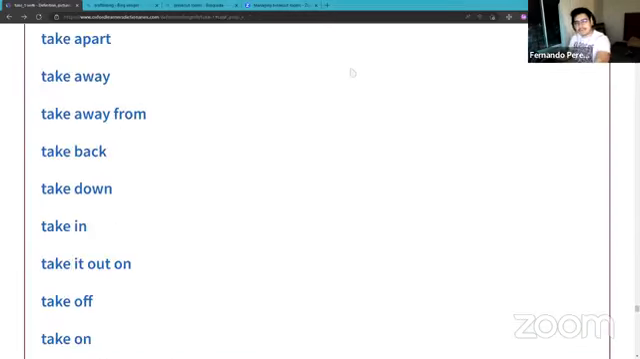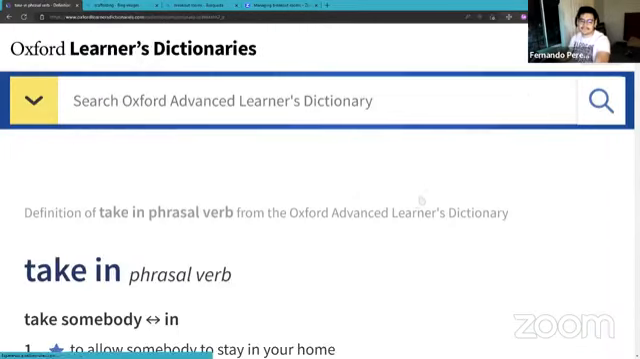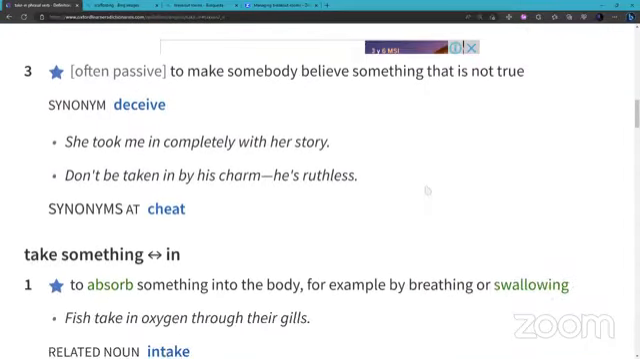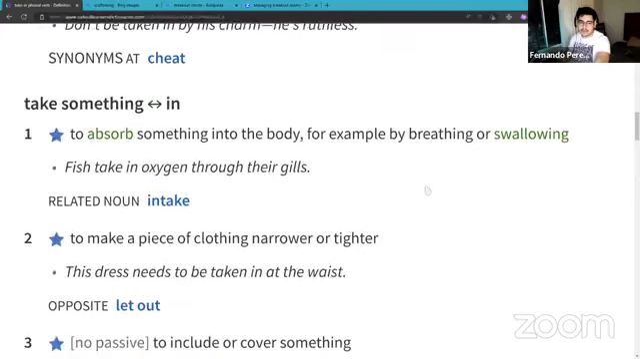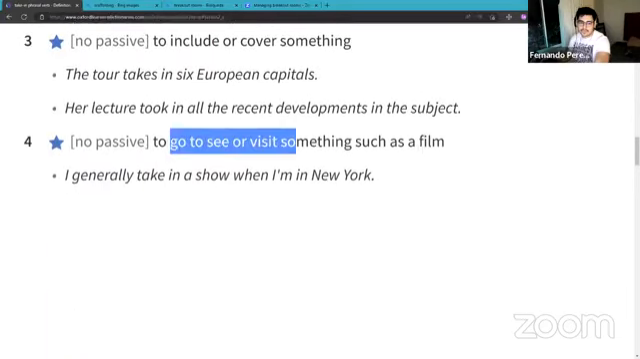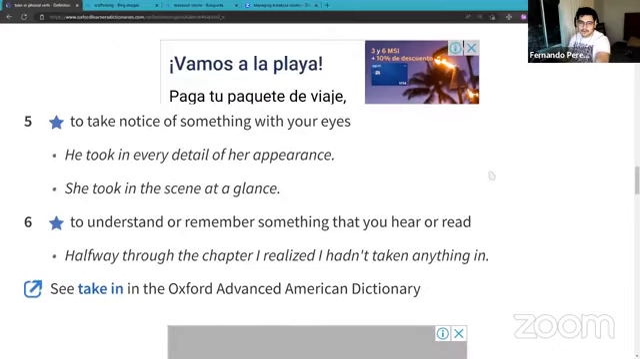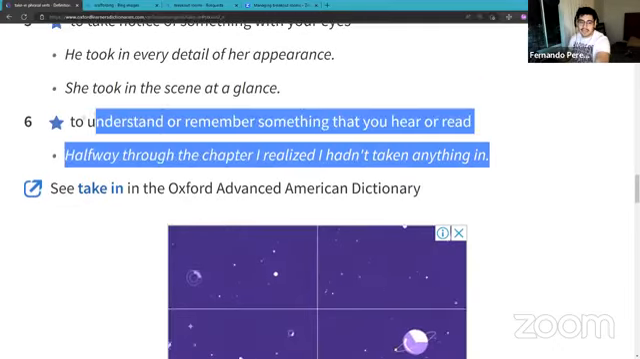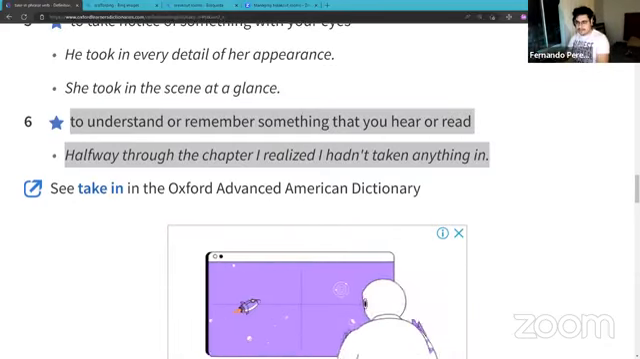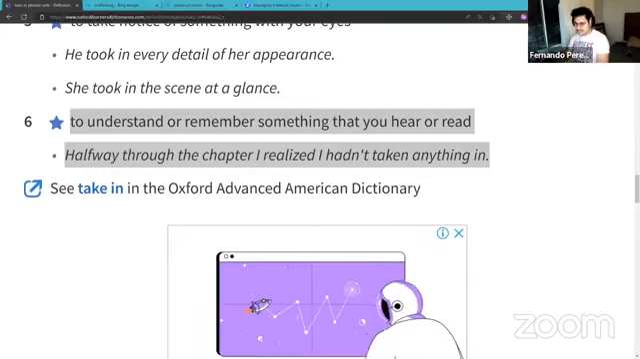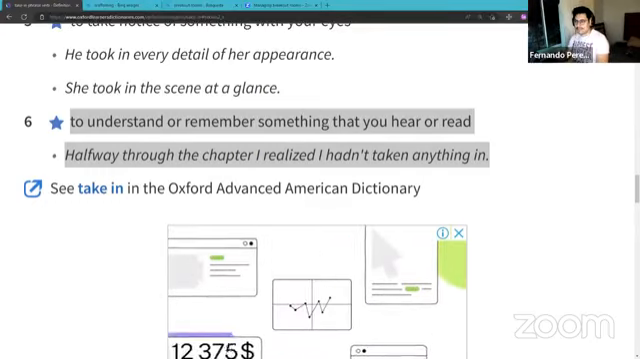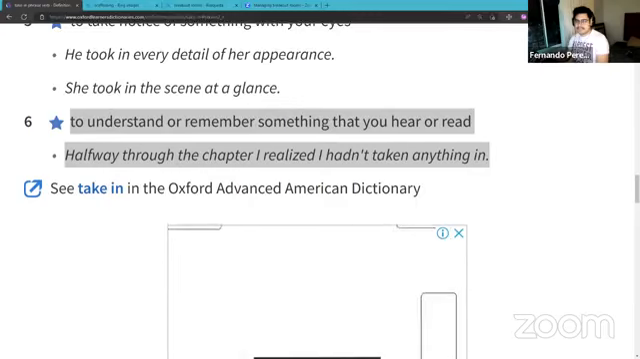The one that I really wanted you to study is the word taking. I have heard this one. Number 6, that's the one that I wanted you to study. I don't know why this is number 6, because I think that's the most common. But let's check it.